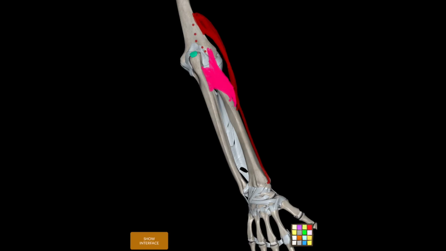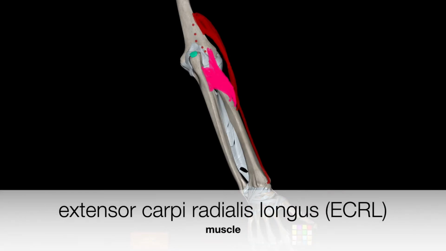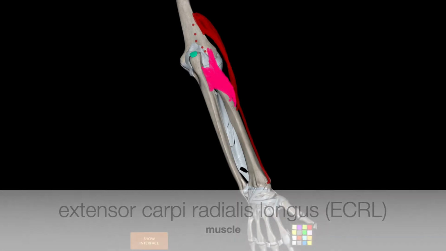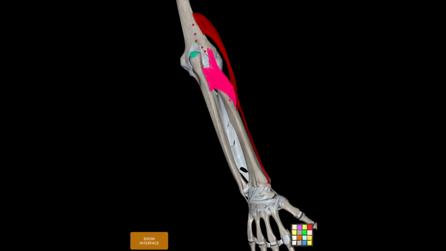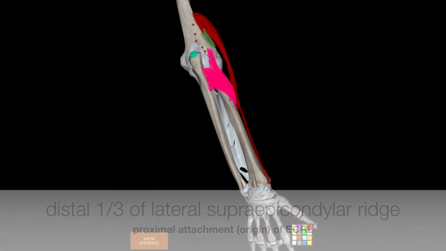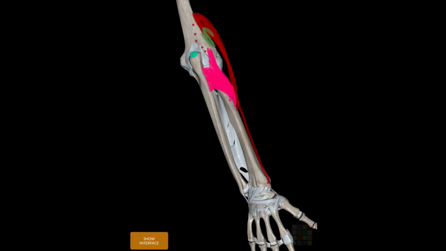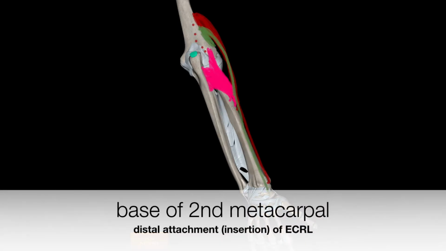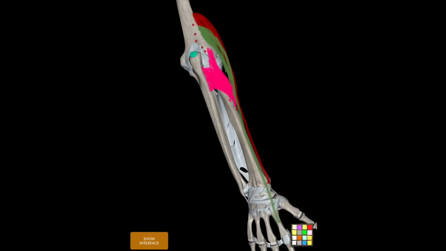The 5 muscles that cross the wrist in the superficial group are firstly extensor carpi radialis longus. This is the only one that does not arise from the common extensor origin, rather it's just above it here, again on the lateral supraepicondylar ridge. It's quite bulky and from the posterior view almost eclipses brachioradialis, and its tendon runs down to the base of the second metacarpal. So again, quite a bulky muscle.